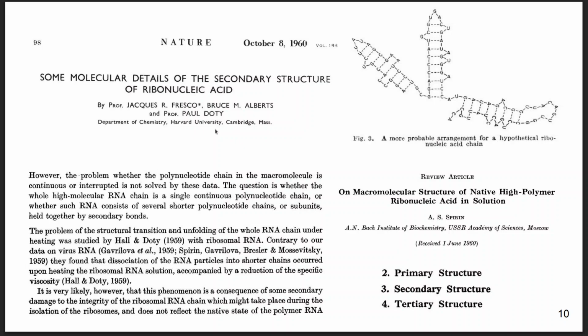The conclusions of the two labs were presumably in conflict with each other. One lab showed that it's a single chain, and the other showed that it's a number of chains. But now we know that both are right. In ribosomal RNAs we have three or four RNA chains, depending on the organism, and one chain in single-chain RNA viruses.